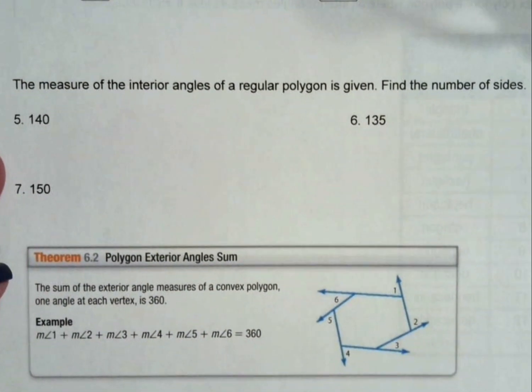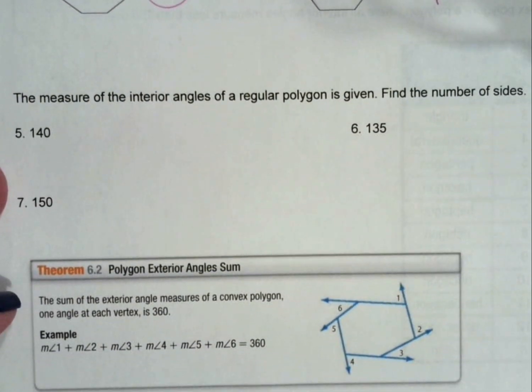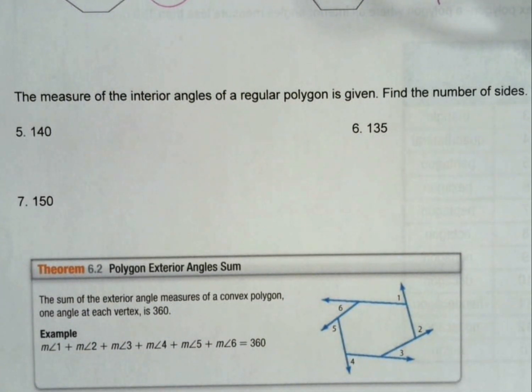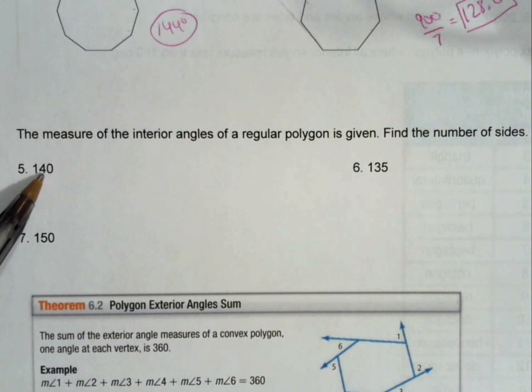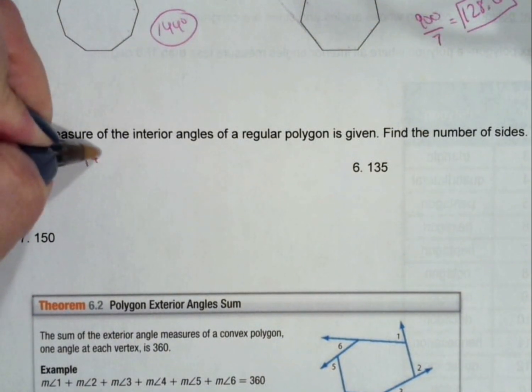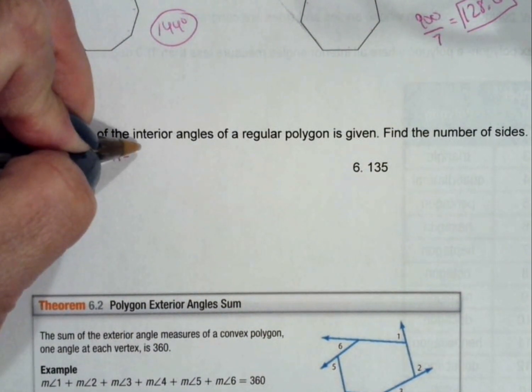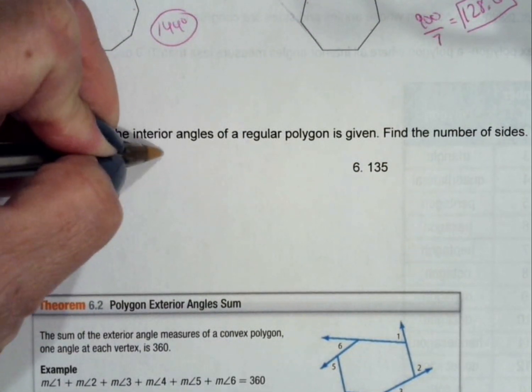Okay, next part. The measure of the interior angles of a regular polygon is given. Find the number of sides. So this would be like what we had up here. If they told me what one of the angles is, how do I work backwards to find out how many sides there would have been altogether? Remember, we have the same number of angles as we do sides, but we're still using the formula n minus 2 times 180. So the number of sides, 140n, equals the formula, n minus 2 times 180.